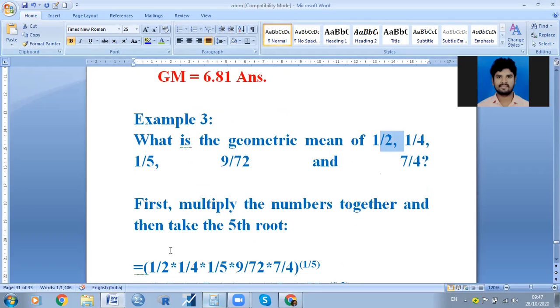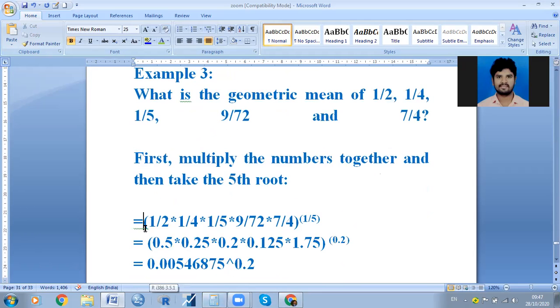See, same procedure. Here I have given 1 by 2 into 1 by 4 into 1 by 5 into 9 by 72 into 7 by 4, power of 1 by 5. 1 by 5 is nothing but 5 observations here, not 10. See, 1 by 2 is 1 observation, 1 by 4 is 1 observation. So 1 is one observation, 2 is not an observation. Only this is 1 observation, 1 by 2. In the word problem also it has come like this only, so don't think that these are 2 observations. So there are 5 observations. That's why I put 1 by 5.